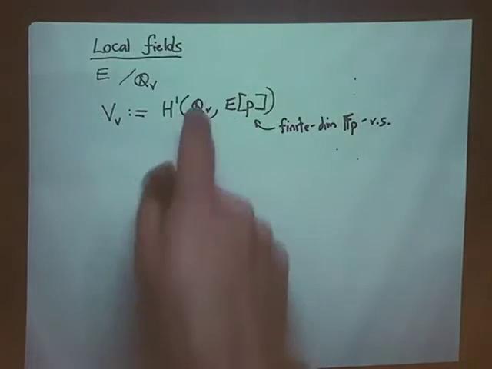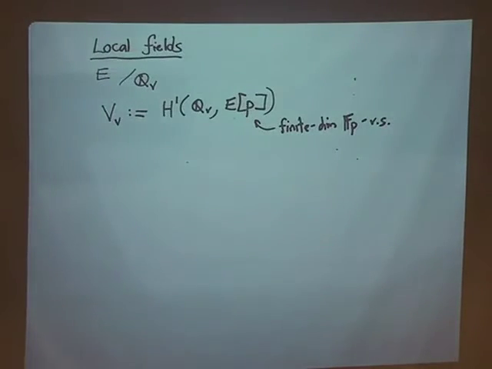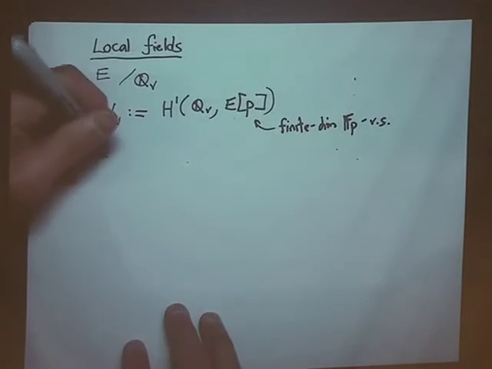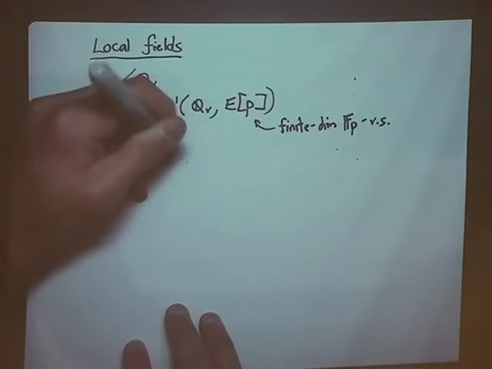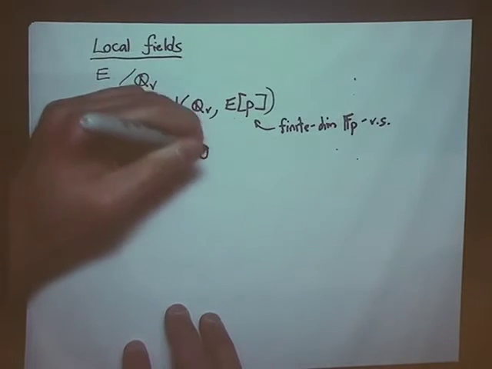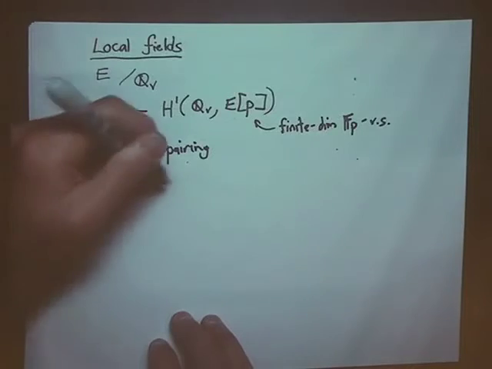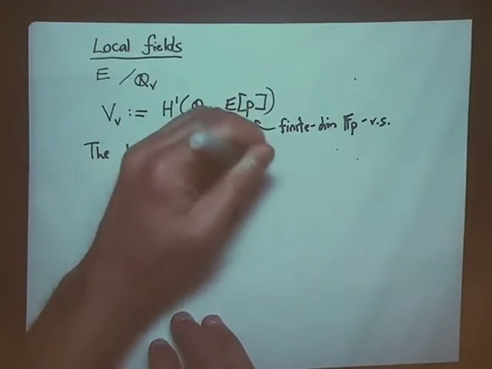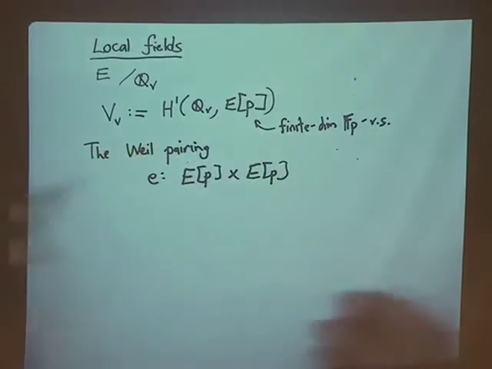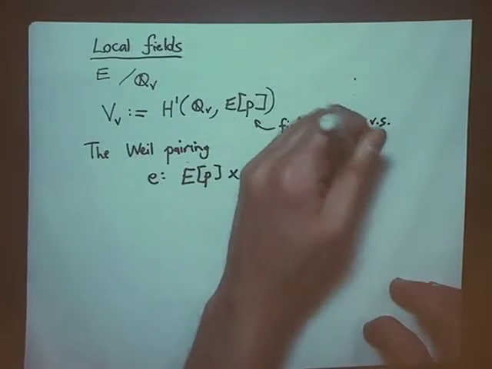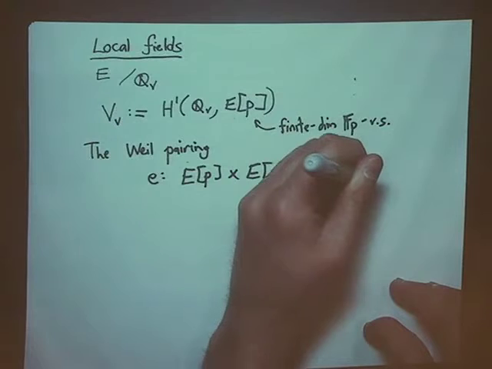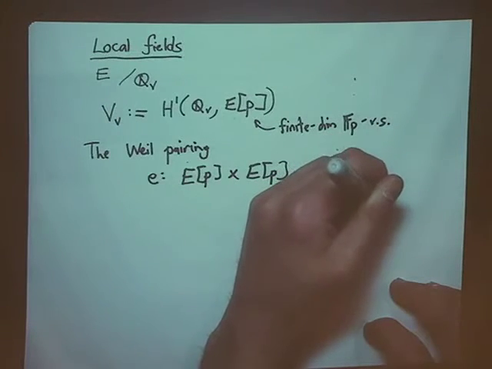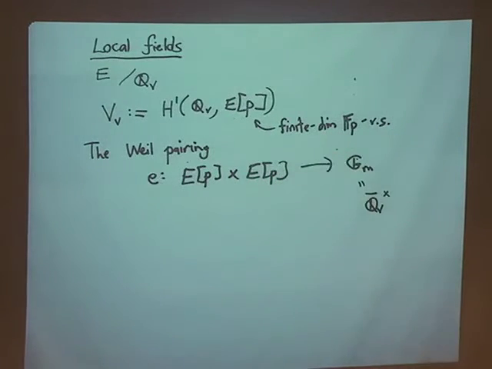And okay, now how do I build a quadratic form on this? Well, I'm going to use the Weil pairing. The Weil pairing for an elliptic curve is a pairing that goes between the P-torsion and itself and takes values in the multiplicative group. So I'll just write G_m, but if you want, you can think of this as just being Q_v bar across the multiplicative group of the algebraic closure.